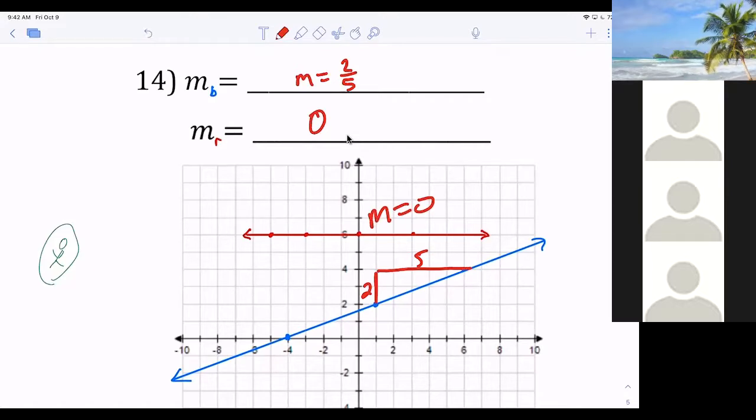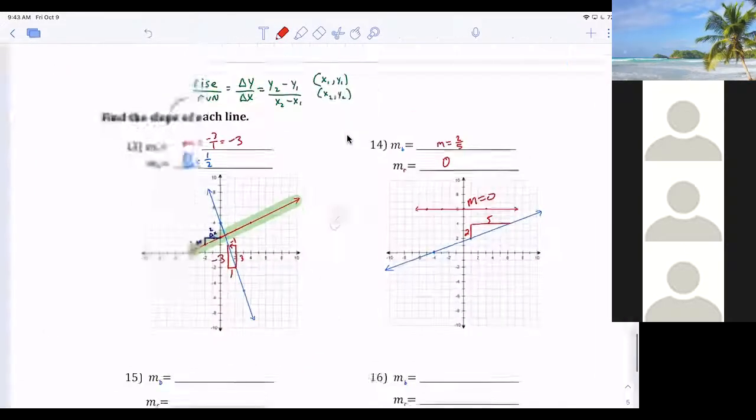M stands for slope. Somebody always asks me why M. I have no idea. I wish I could tell you. They just said M, slope. I don't know why. I think it's dumb. Or I don't like writing S's. Maybe that's why.